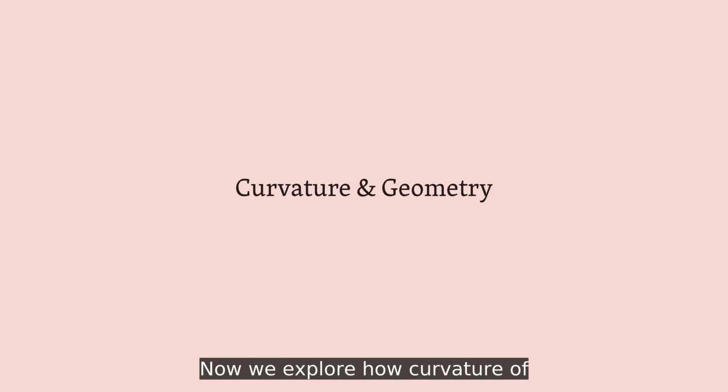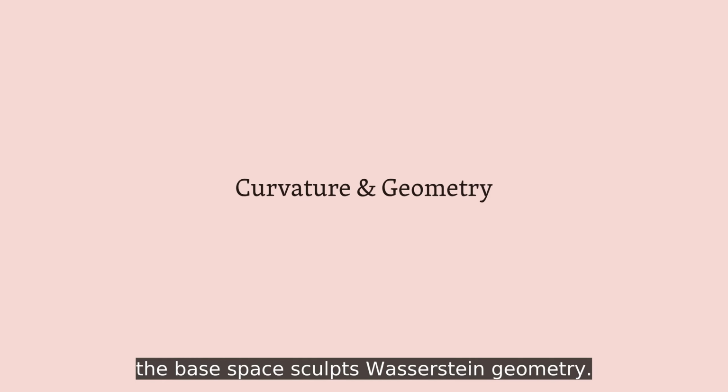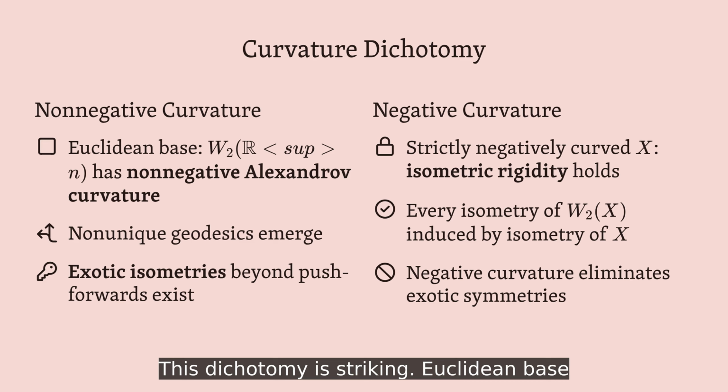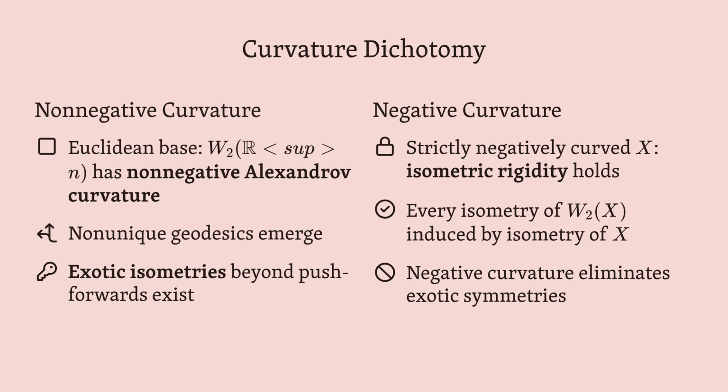Now we explore how curvature of the base space sculpts Wasserstein geometry. This dichotomy is striking. Euclidean base spaces allow wild, exotic isometries that split and remix measures in surprising ways, while strict negative curvature imposes absolute rigidity, forcing every symmetry of the Wasserstein space to descend faithfully from the base.